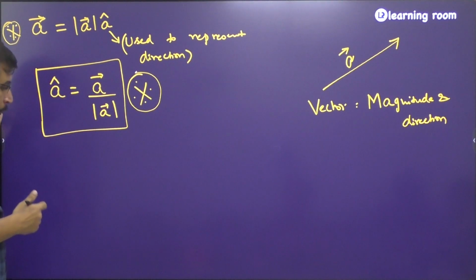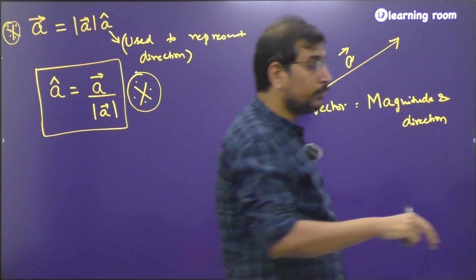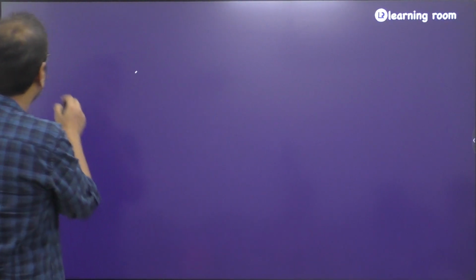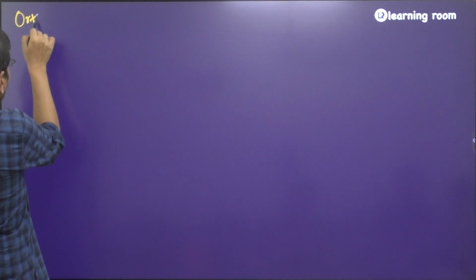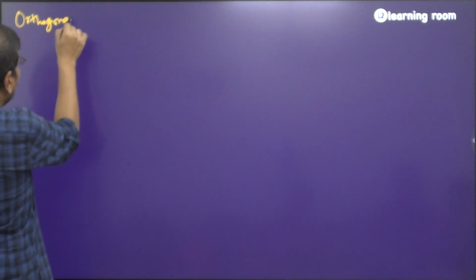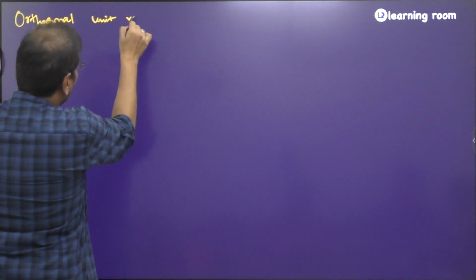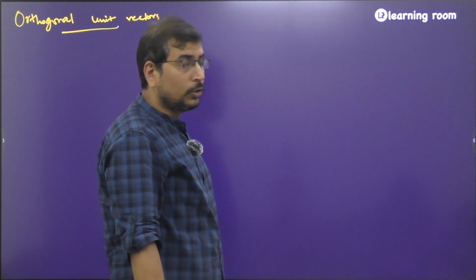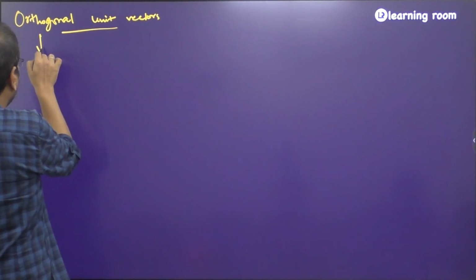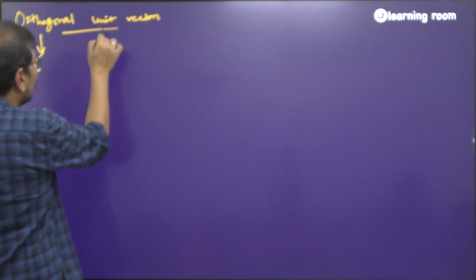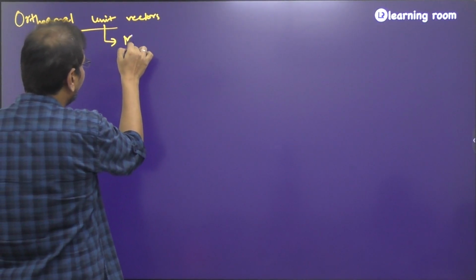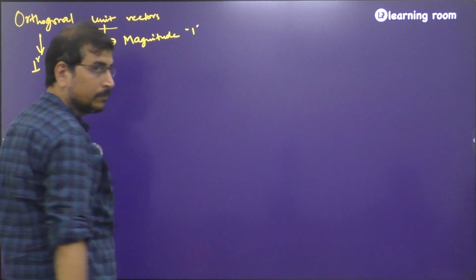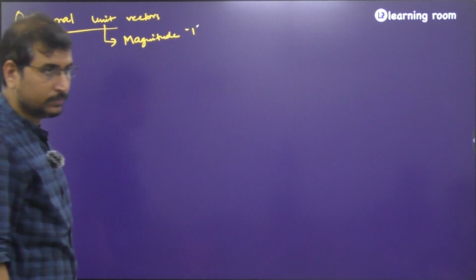Now, I am going to discuss another type of unit vectors, which are called orthogonal unit vectors. Orthogonal means perpendicular. Unit vectors are the vectors of magnitude 1, which are used to represent the direction.